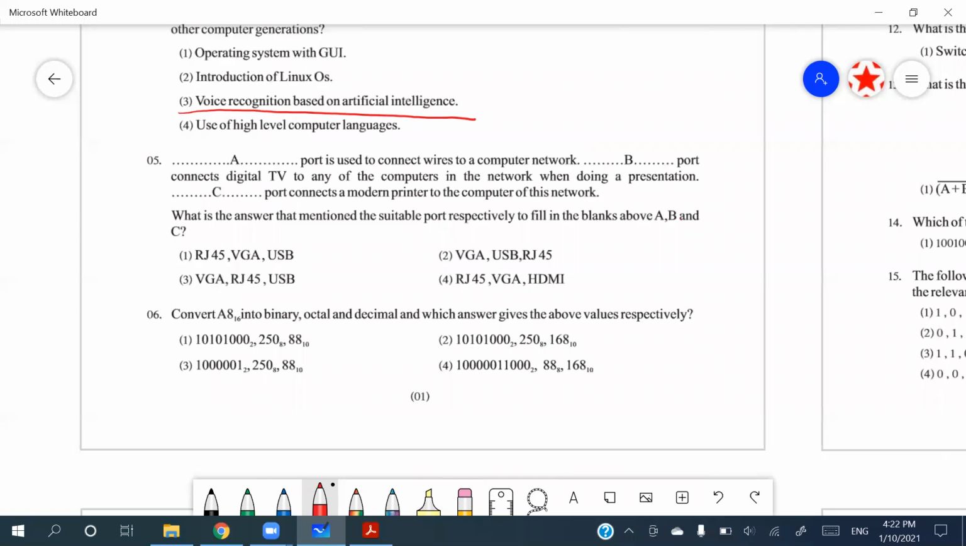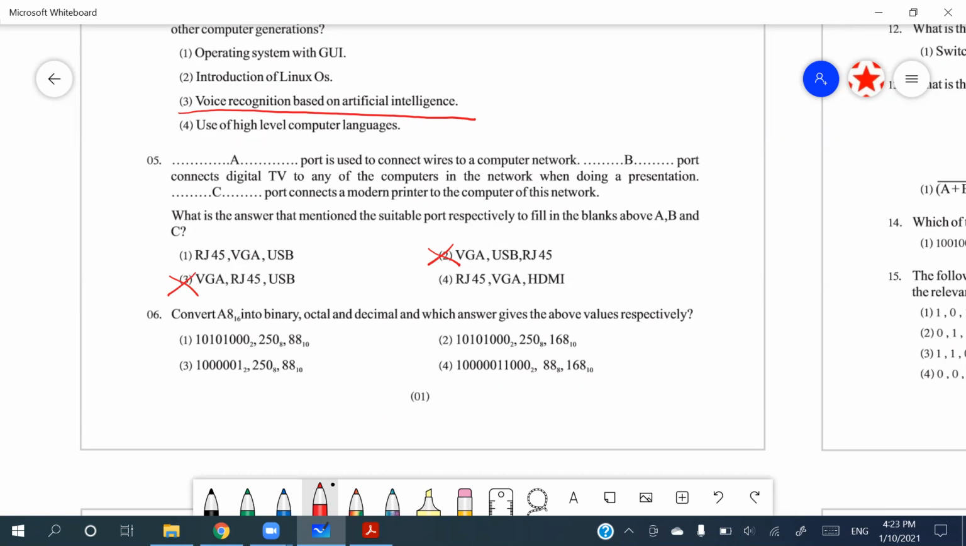And yeah, there are three blanks named A, B, and C, and we have to fill them according to the questions given below. The blank port is used to connect wires to the computer network. For a computer network, it's going to be an RJ45 connection. So A is going to be RJ45, right? The second one is not the answer because it starts with VGA, and not the third one. So either the first or the fourth.